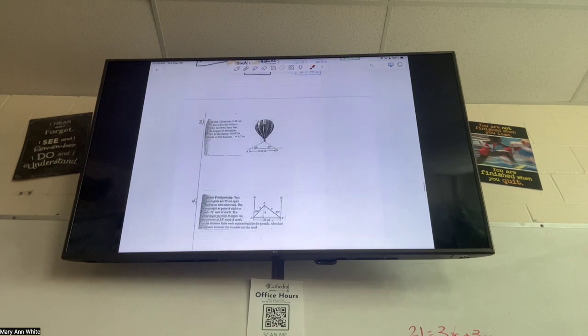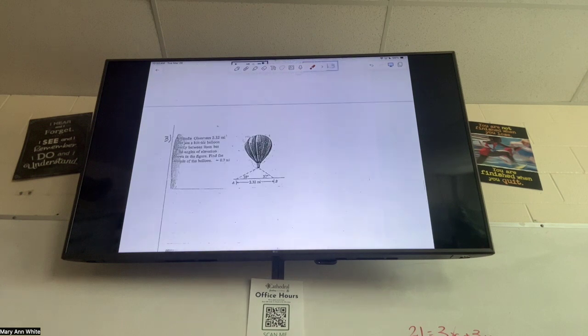So before we get started, at the beginning of this word problem page, can you remind me what is law of sines? We just learned that yesterday. Good.